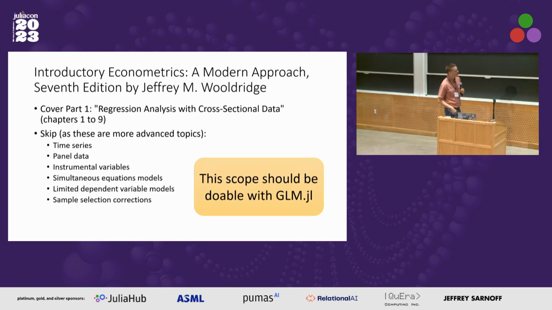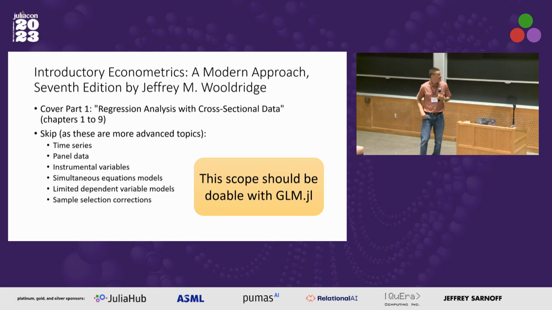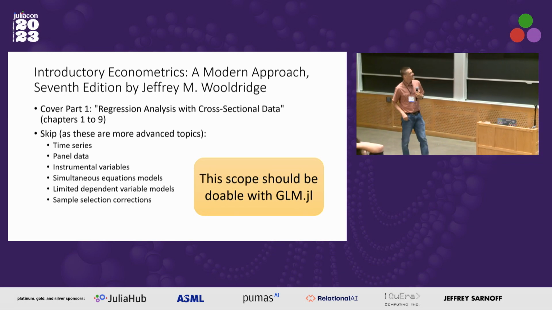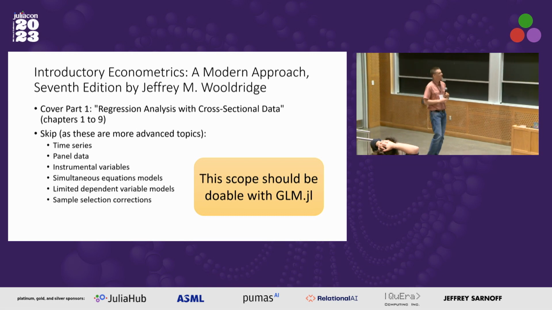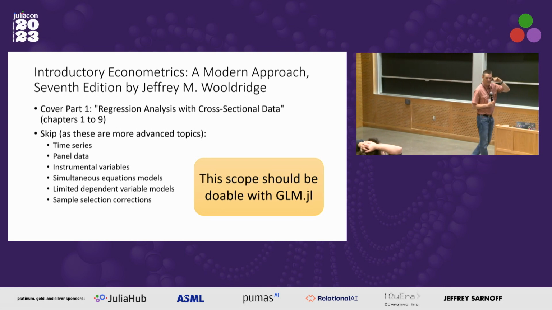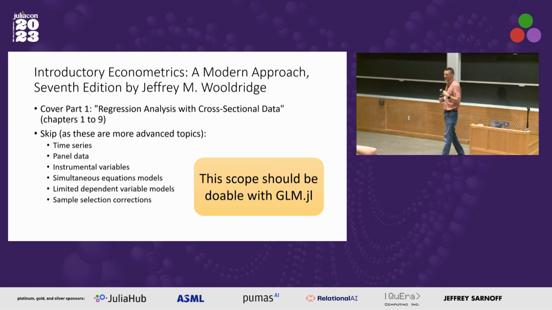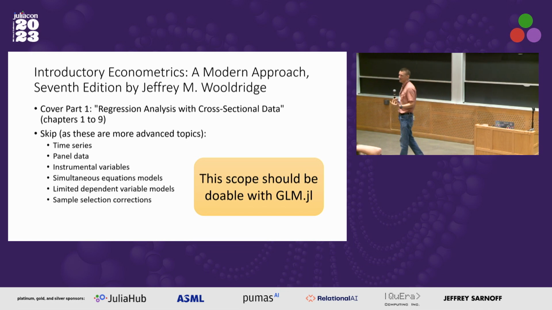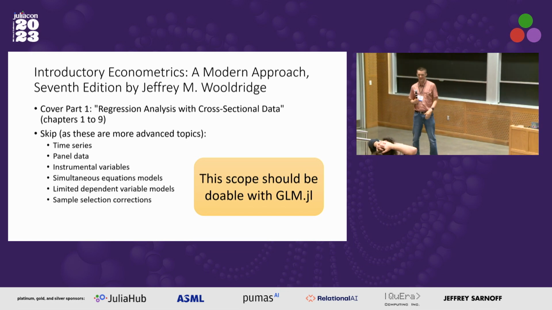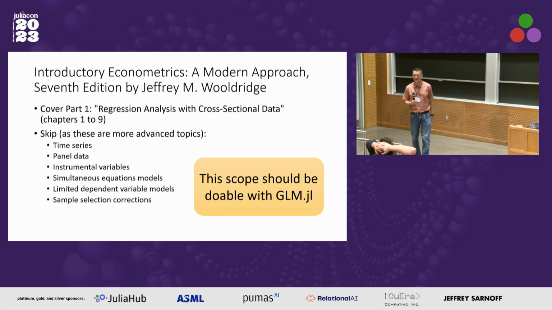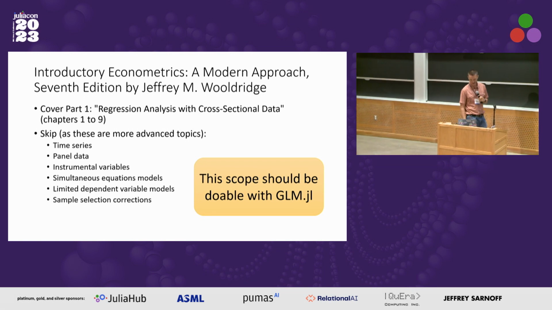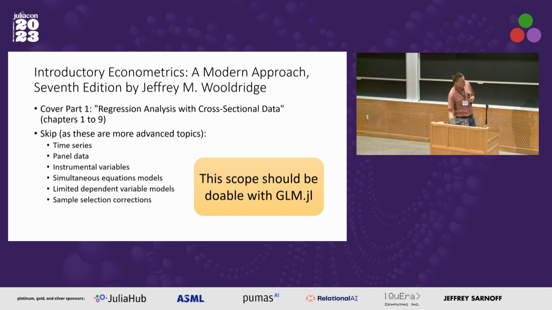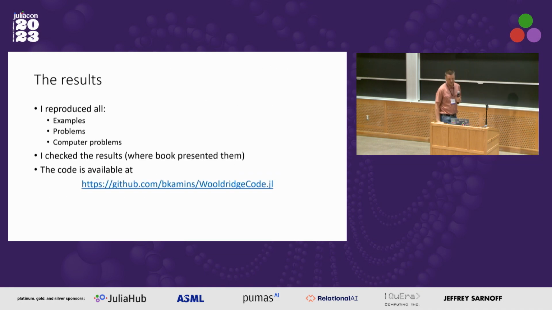And when I thought about those requirements, the answer was, well, given part 1 of the book, GLM.jl should cover all of it. Of course, if it's time series or panel data, probably different packages would be needed, but I would expect that for introductory econometrics, you should be able to tell your students there is one package, just use it, and you will have it end to end. So what I set out to test is, okay, let's try to reproduce everything in this book using GLM.jl. This is what I did this spring.